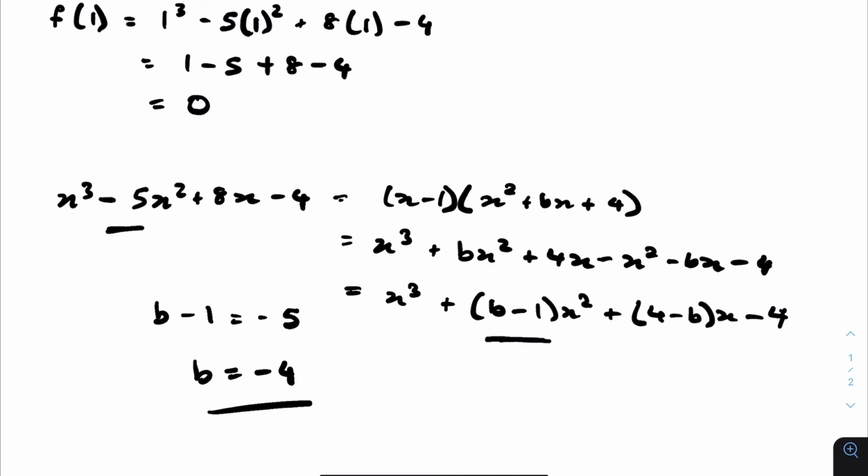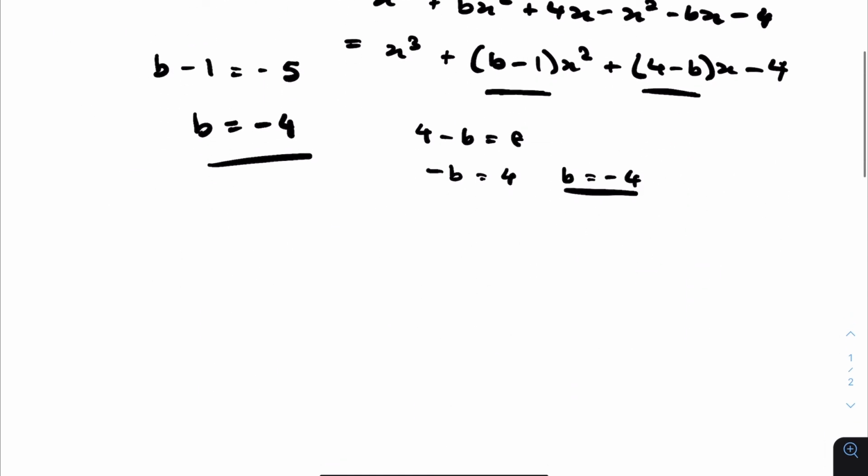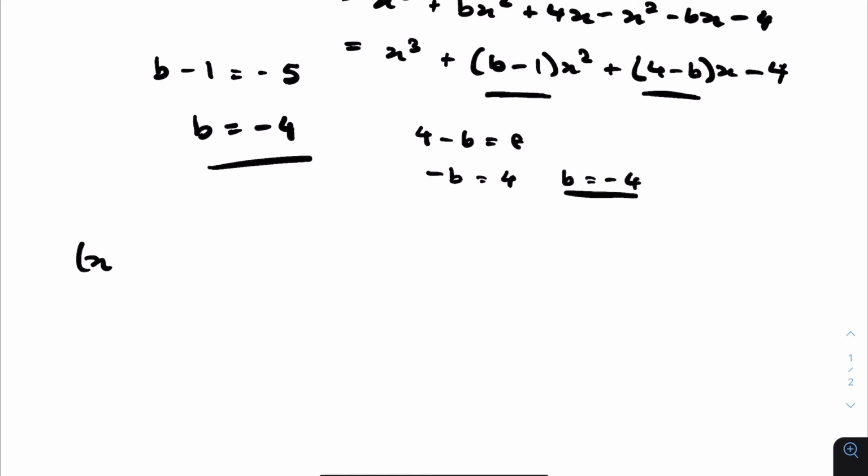We know that the coefficient of x on the left-hand side is 8, while on the right-hand side it's 4 minus b. So 4 minus b has to equal 8, which means that negative b is equal to 4, and b is equal to negative 4, as we showed with the other coefficient of x squared. So in both cases, we got b is equal to negative 4, which means that we have the right value of b.